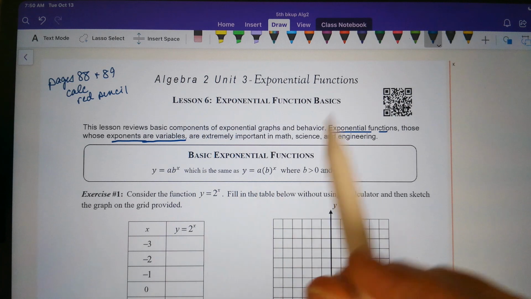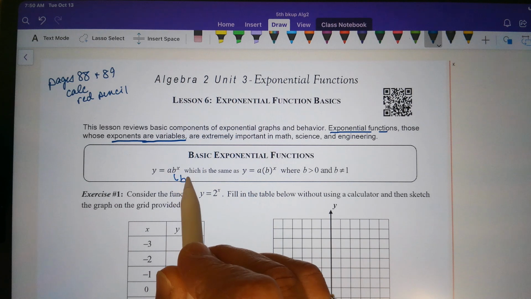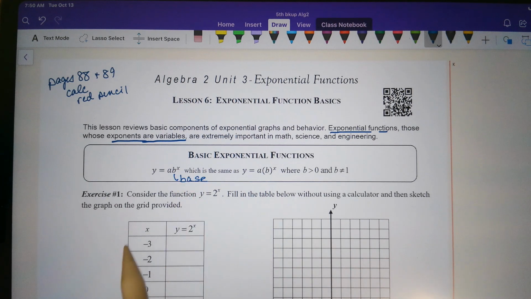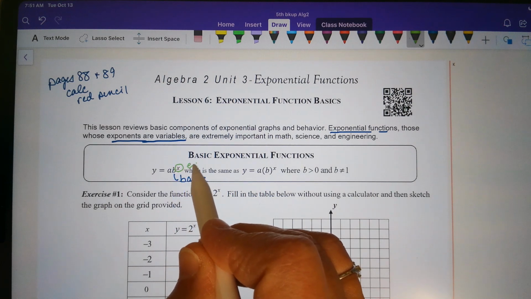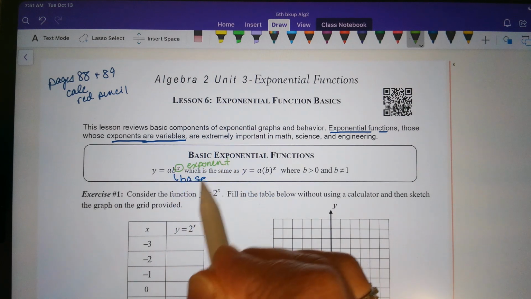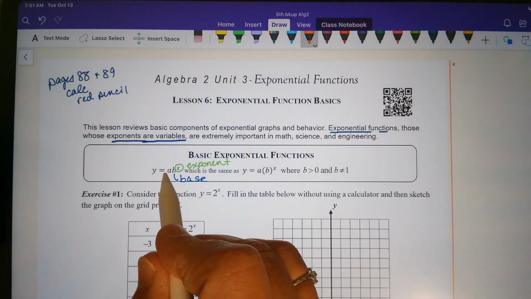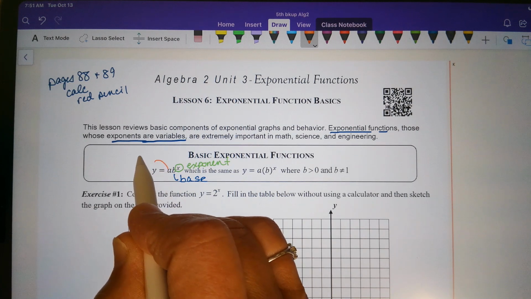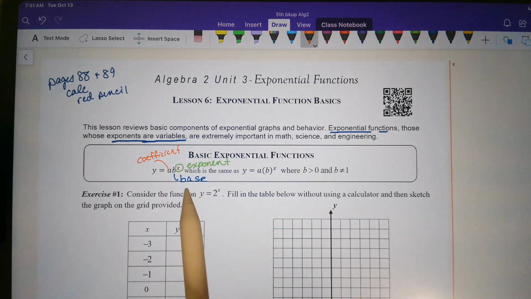So when we look at y equals ab to the x, b here is referred to as the base. x is our exponent, or power, and a would be considered the coefficient. But in particular, b is the base. I will refer to the base quite often.